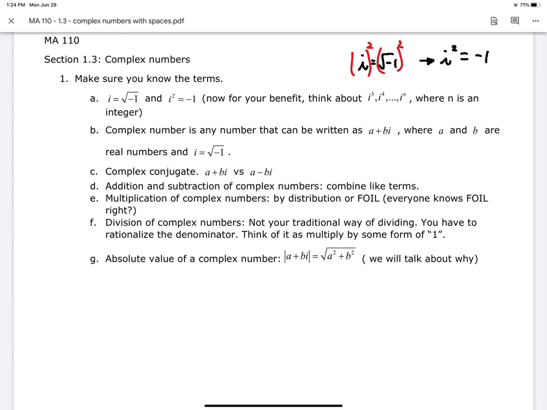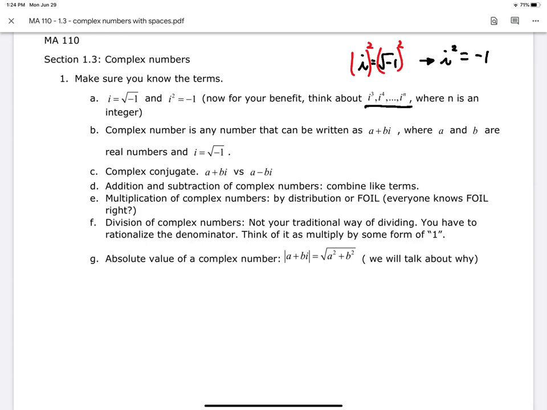Now, I want to just point out that you should figure out what this is: i to the third, i to the fourth, dot dot dot, i to the n. There is a way to figure it out. If you remember how to do it, great. If not, I would like you to try to find a pattern for it. We can talk about the pattern for this in a little bit, but for now, I just want you to keep thinking.